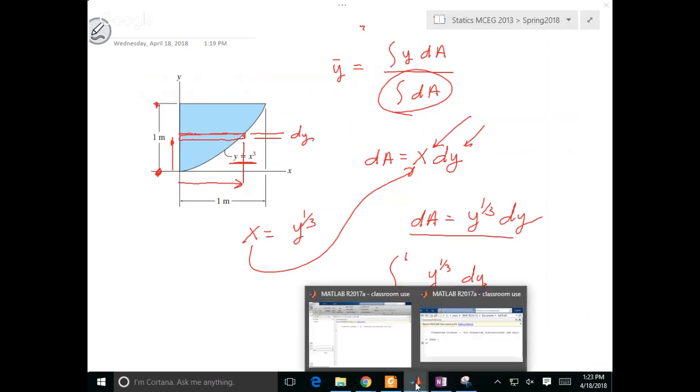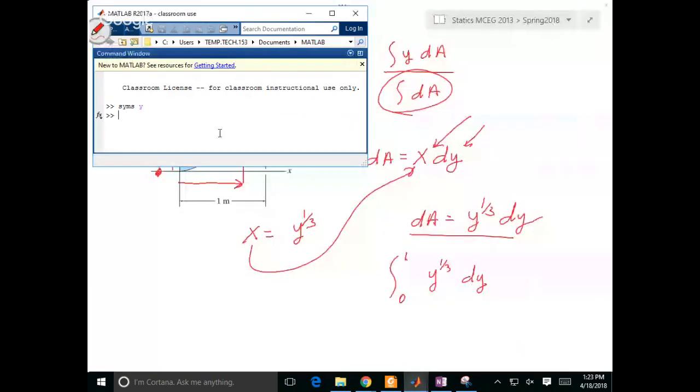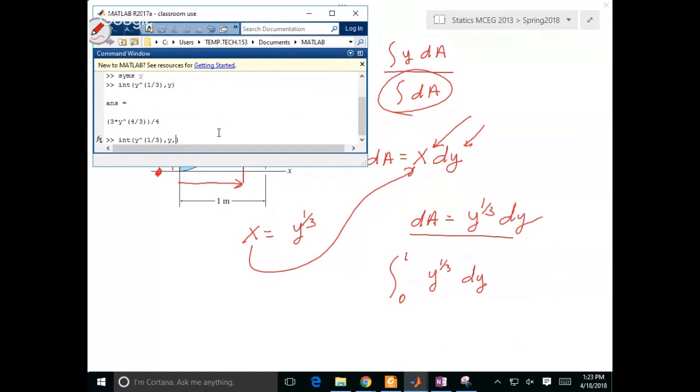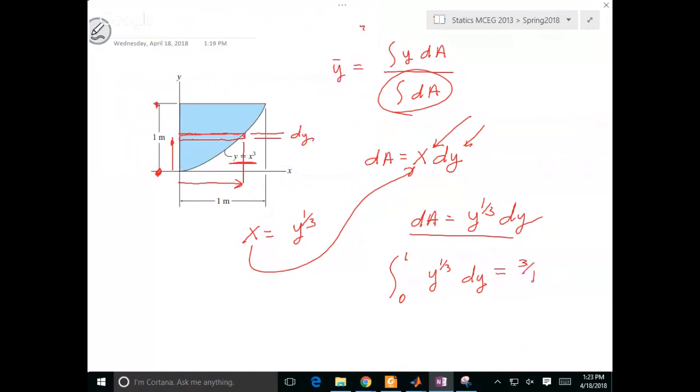And so now let's use the real MATLAB and integrate y to the 1/3. I can integrate with respect to y, and I get that, but I think you can also do that, and it gives you the number. So it tells me that integration gives me 3/4.